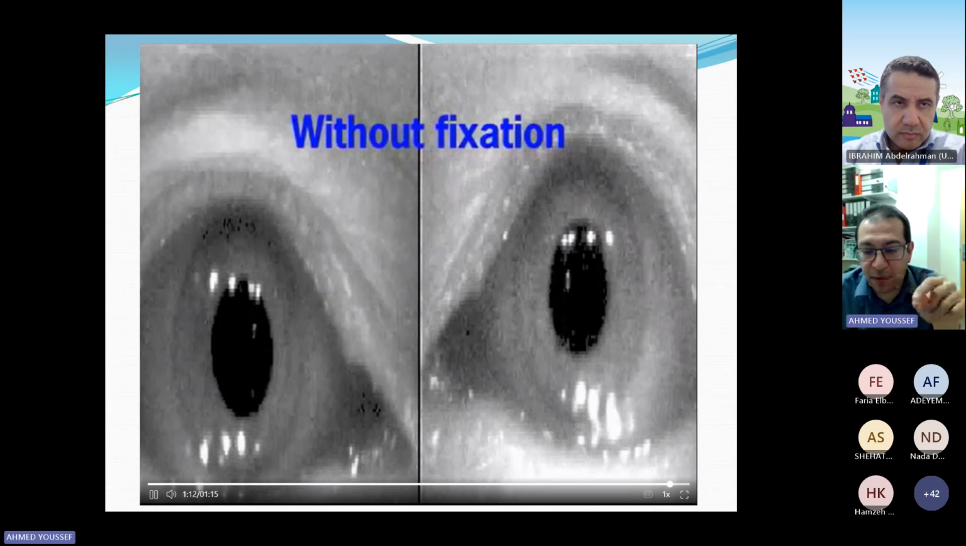So you can see here in the video that she put in that the nystagmus gets very obvious after a removal of the fixation.